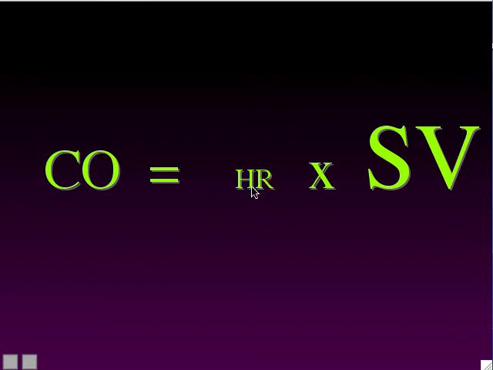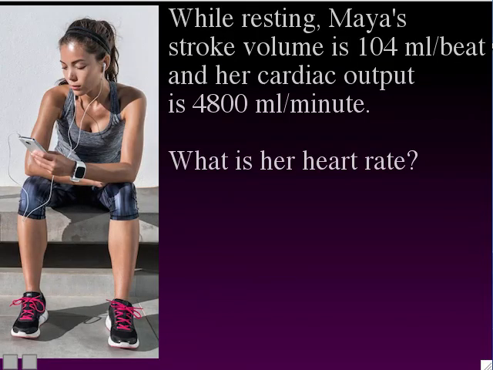The heart rate got smaller automatically so that the two continue to multiply to the normal cardiac output. Let's do an actual mathematical example of such a thing here. So here's this athletic woman, Maya, and let's say that when she's at rest, her stroke volume is 104 milliliters per beat, and her cardiac output is around 5,000. Let's use 4,800 milliliters per minute.